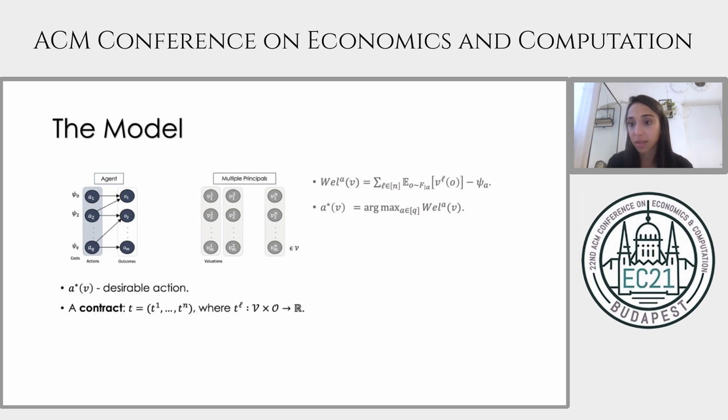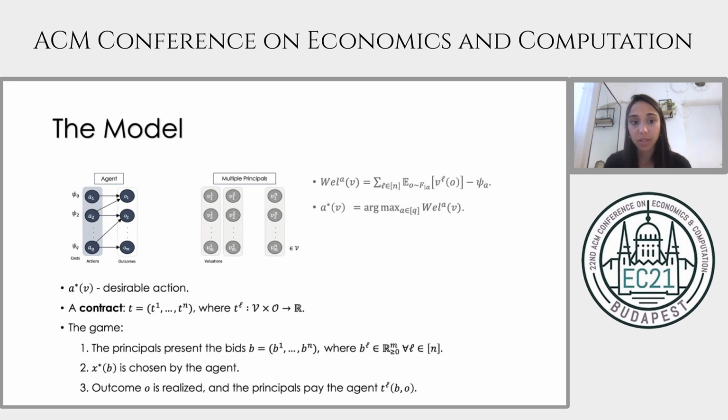So all in all, the game proceeds as follows. First, since principals' valuations are privately known to every principal, all principals simultaneously give their reported values, referred to as their bids. A bid for an outcome is supposed to represent the principal's maximal willingness to pay for that outcome. So each principal submits a bid for each possible outcome, and then the bids are mapped according to the contract into outcome-specific payments. Based on that, the agent chooses an action, X star B, that maximizes his expected utility, payment minus cost, and finally an outcome is realized, and each principal pays the agent according to the contract's payment.